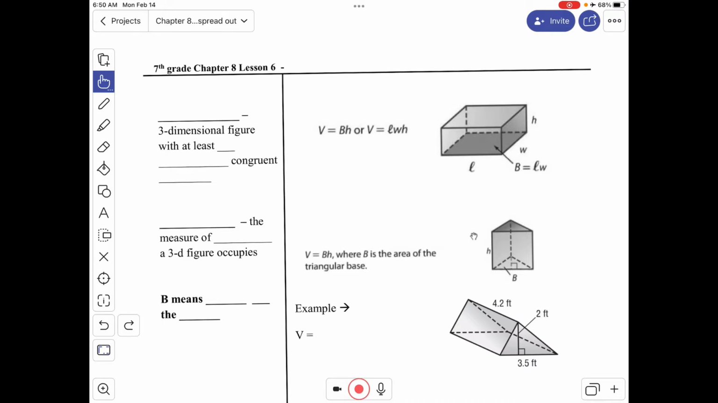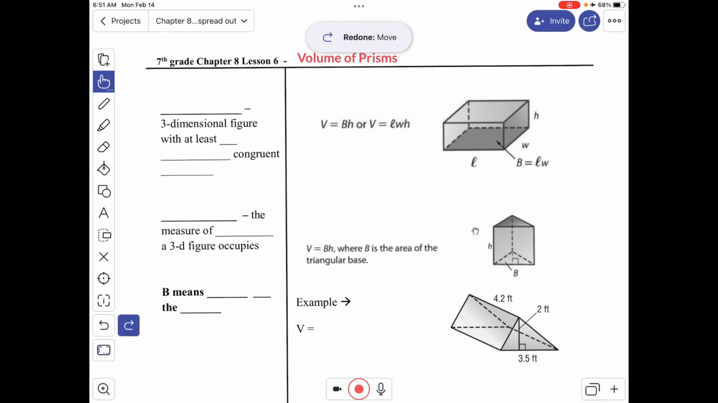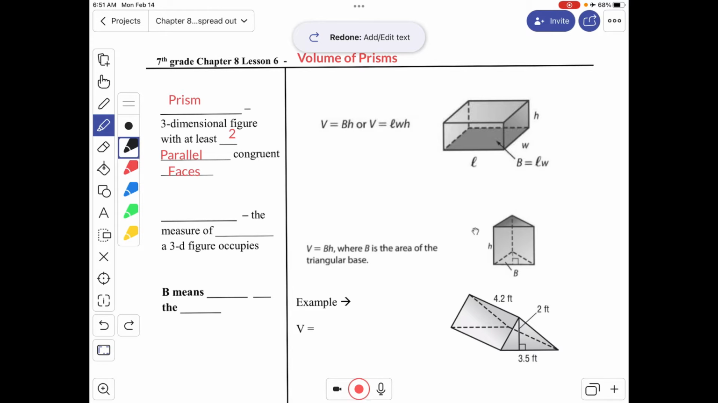Today we're covering 7th grade, Chapter 8, Lesson 6, Volume of Prisms. A prism is a three-dimensional figure with at least two parallel, congruent faces.